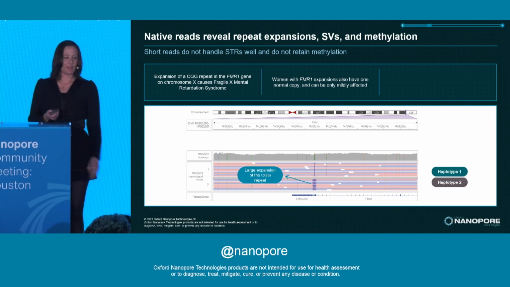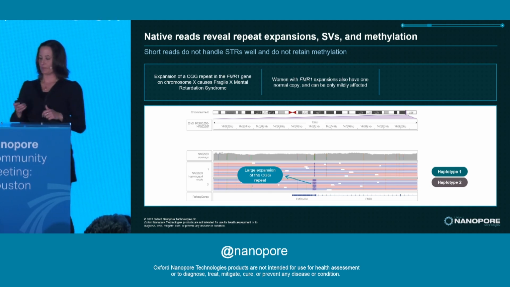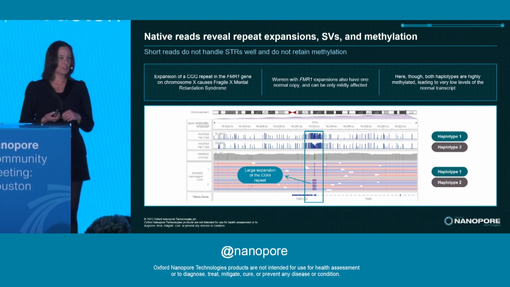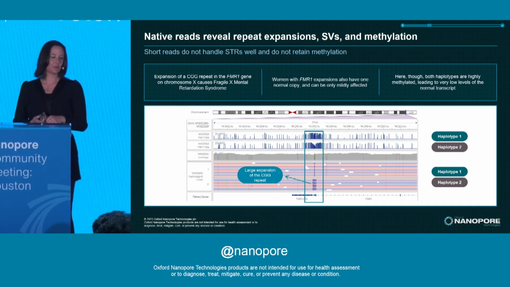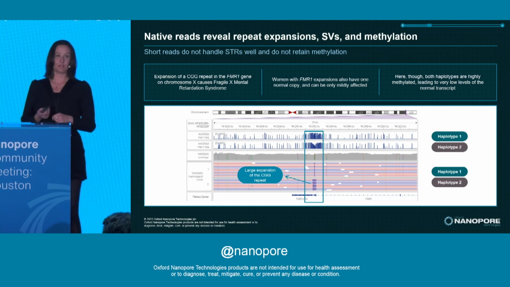Okay, so here you might think, well, this person is only mildly affected because they have an expansion on 1 haplotype. However, if you look at methylation, which always comes with nanopore sequencing, you'll see that both of these haplotypes are highly methylated. So that leads to a lower level of expression, and actually this individual is affected by Fragile X.